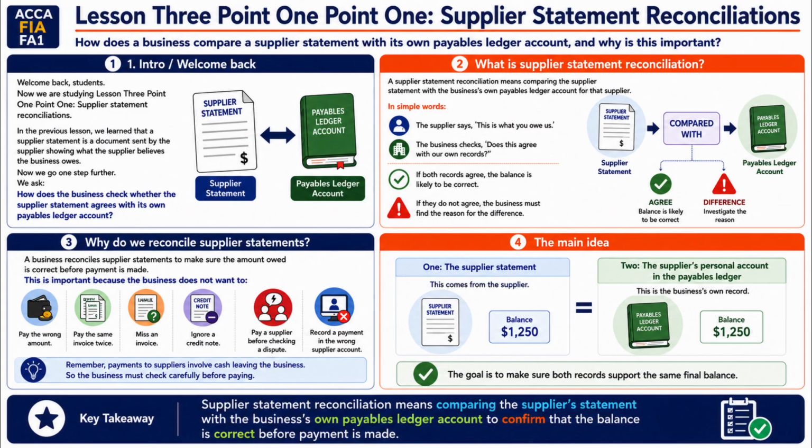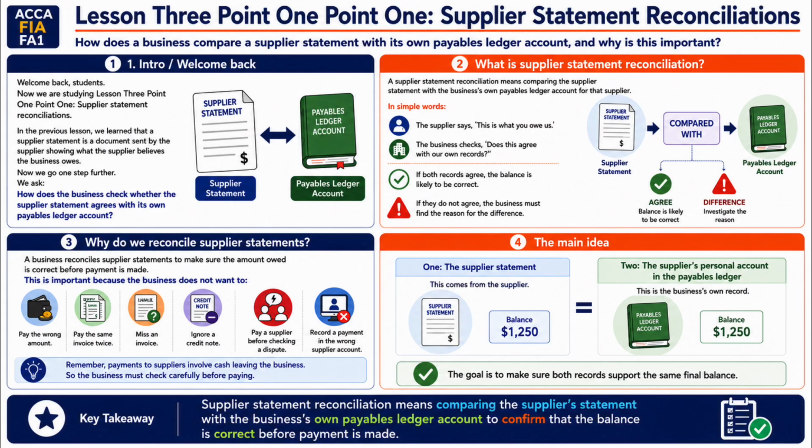Why do we reconcile supplier statements? A business reconciles supplier statements to make sure the amount owed is correct before payment is made. This is important because the business does not want to pay the wrong amount, pay the same invoice twice, miss an invoice, ignore a credit note, pay a supplier before checking a dispute, or record a payment in the wrong supplier account. Remember, payments to suppliers involve cash leaving the business, so the business must check carefully before paying.